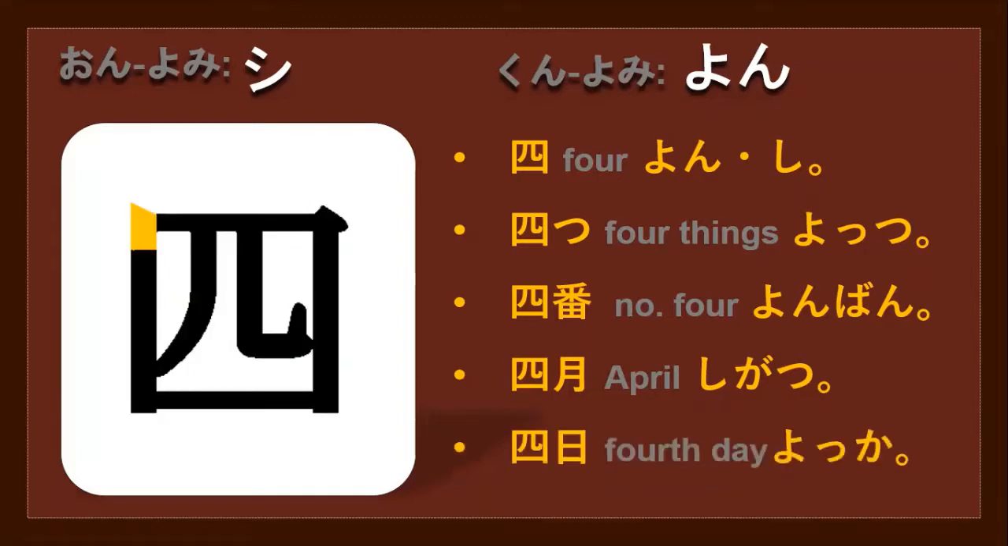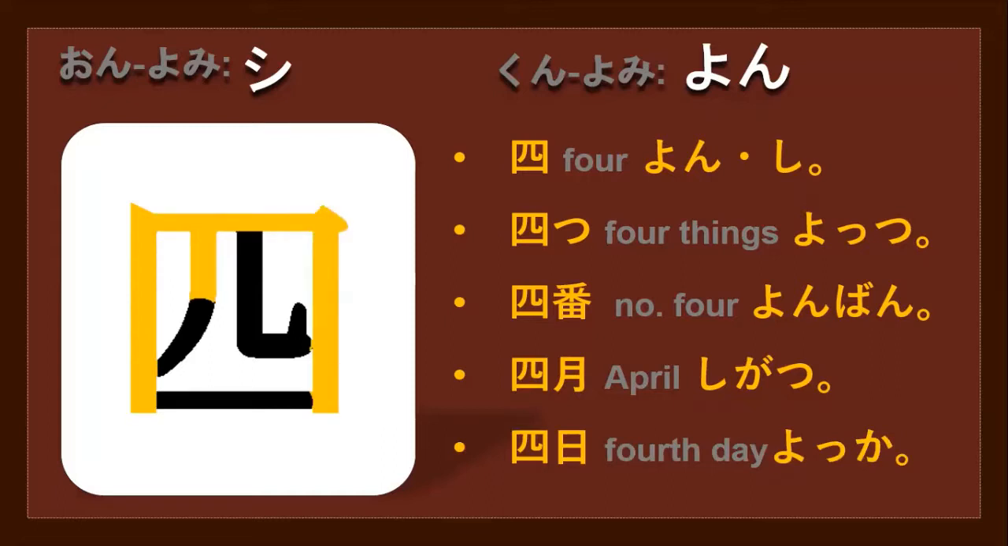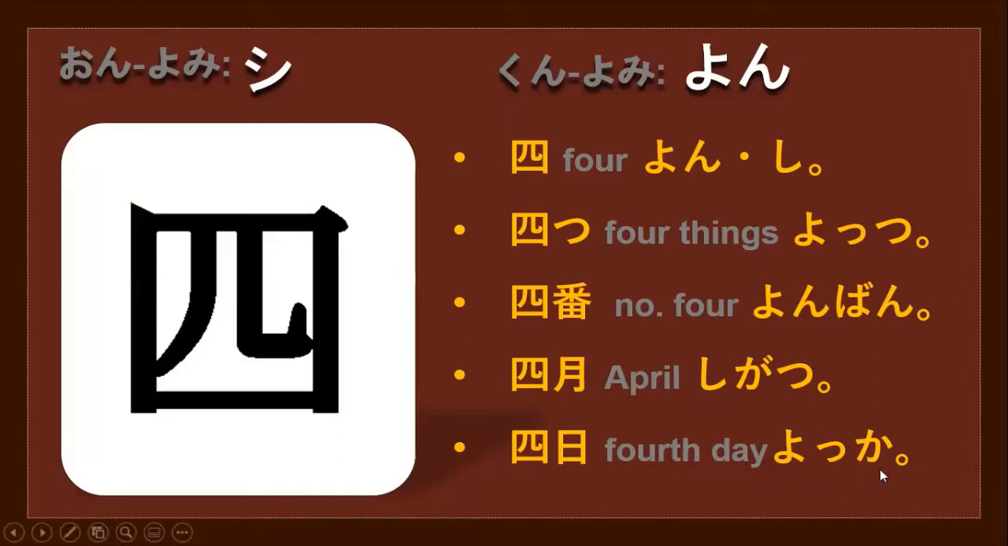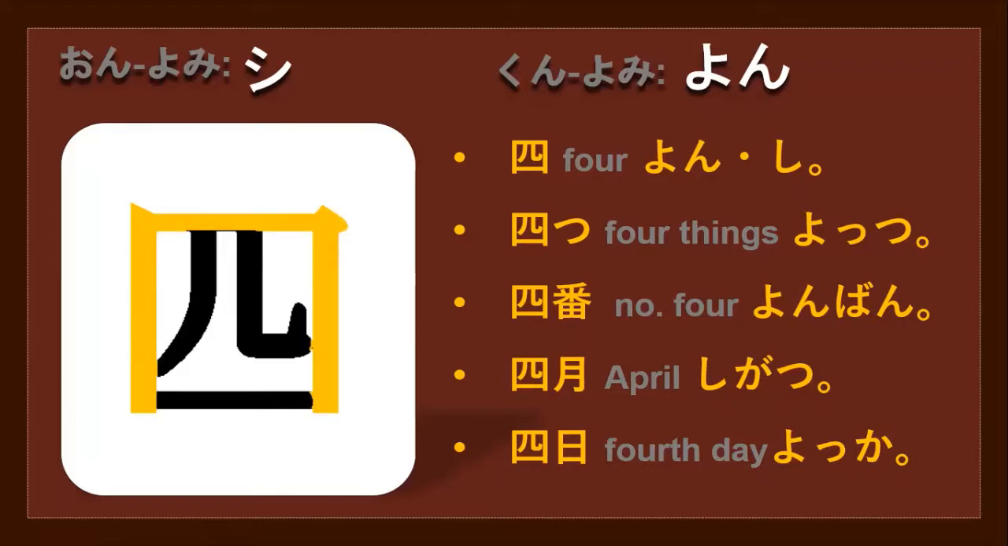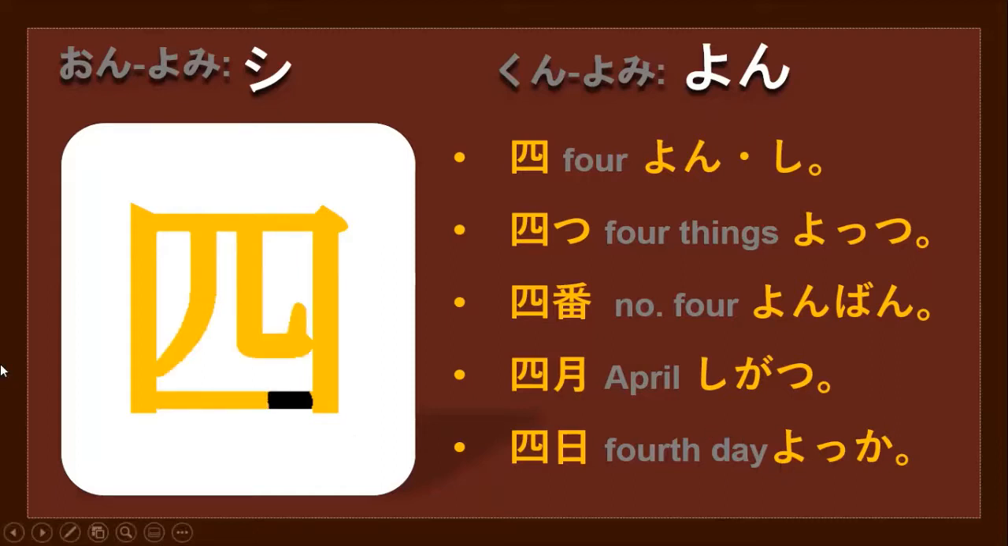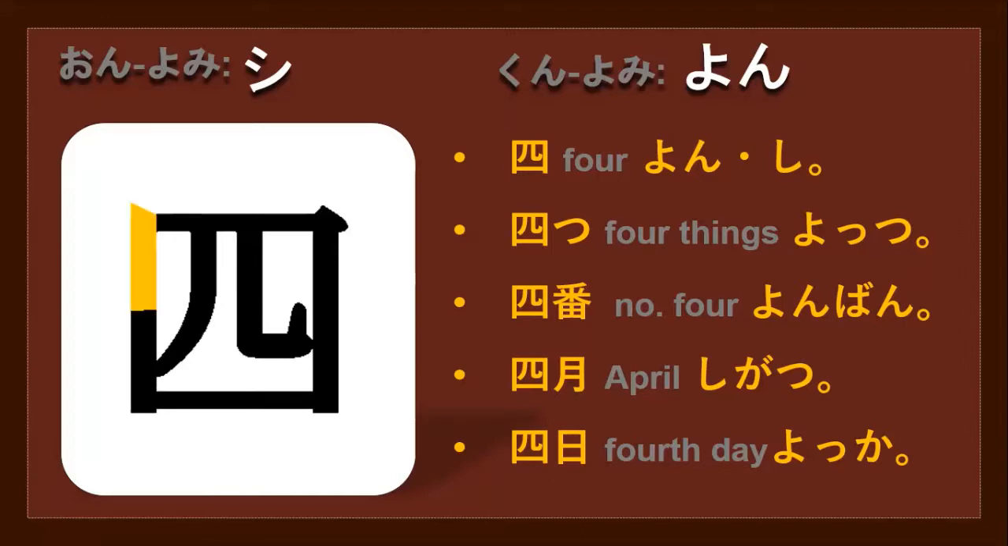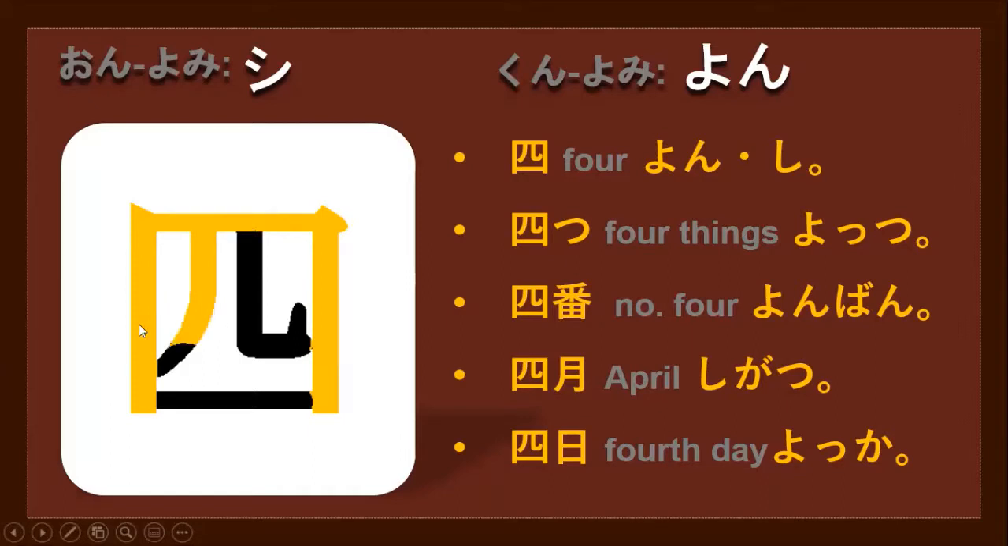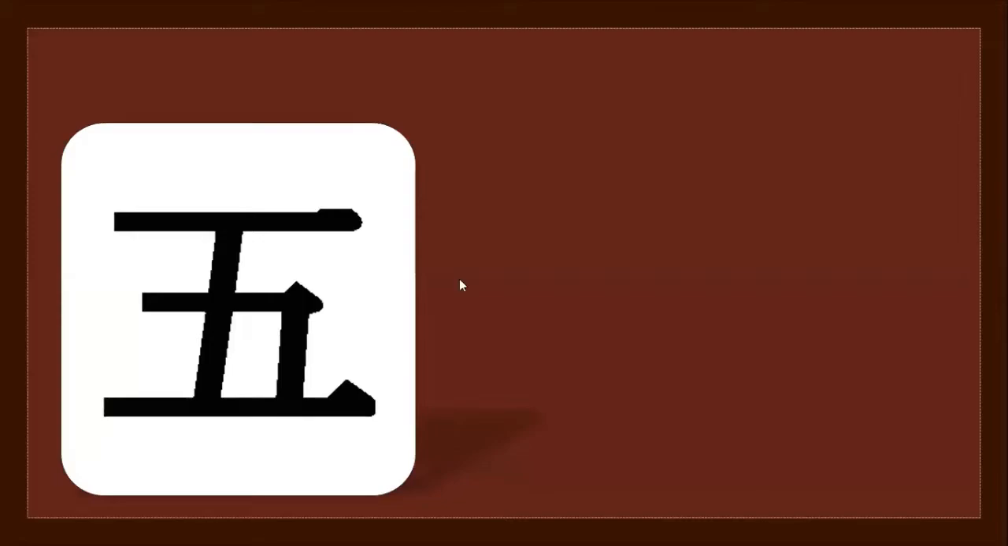Now, 4th day. So in the calendar, day 4 is 四日, yokka. Yes, yokka. Very good. So we saw this kanji. Now let us go to number 5, the last kanji. So please look at the stroke order.